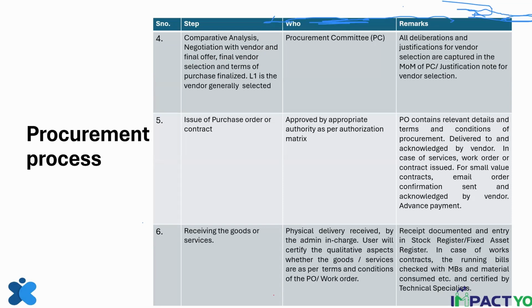Very important, because at that particular day when we made that procurement, this was the thought process. That should be documented in the minutes of the meeting of the procurement committee where you are finalizing the vendor. Issue of purchase order.